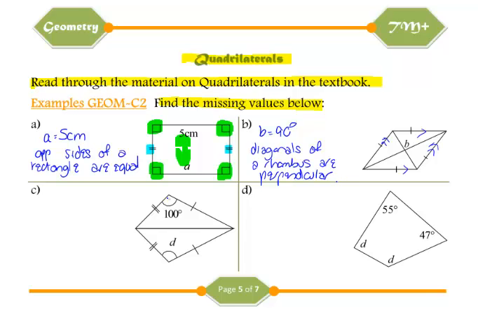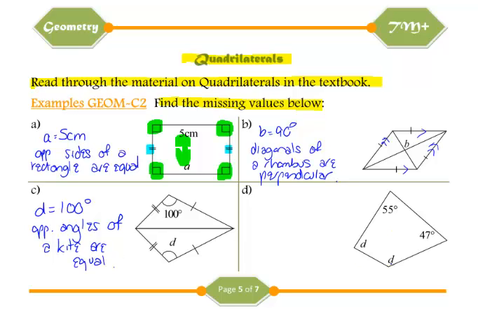Okay, next one. What am I dealing with here? I've got a kite because I have the opposite sides here are equal, or adjacent sides I should say. They're next to each other. These adjacent sides are equal. Okay, so that means that that D there has to be 100 degrees. And it's because opposite angles of a kite are equal.